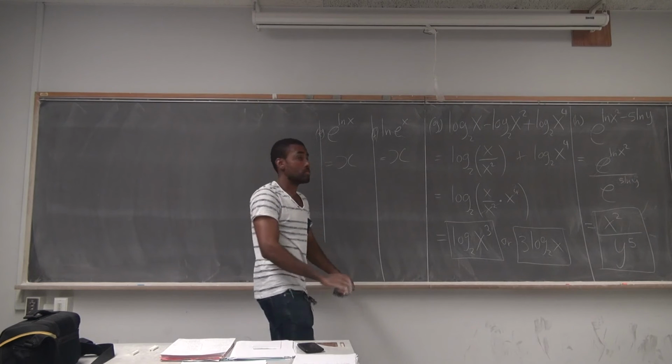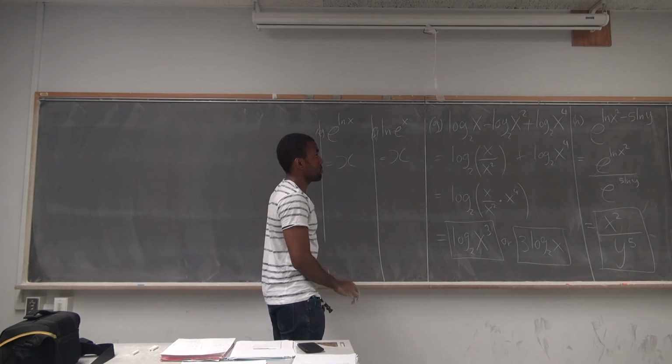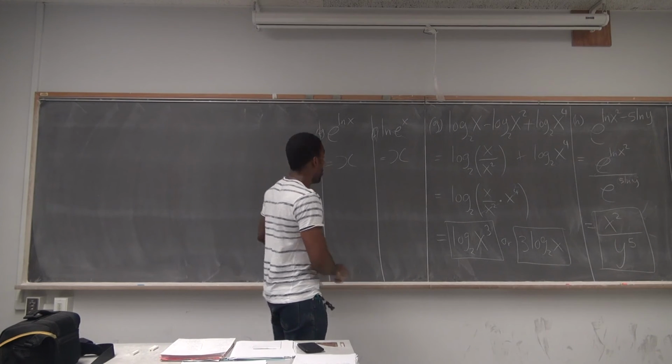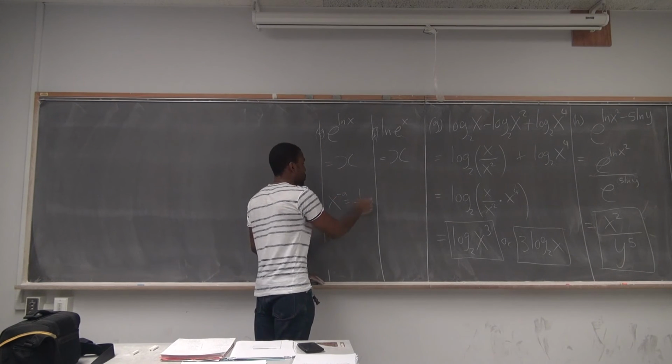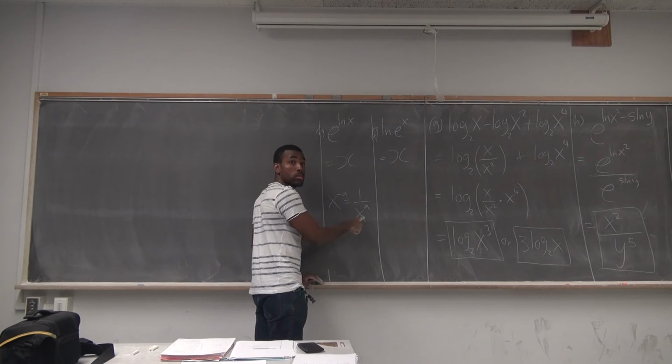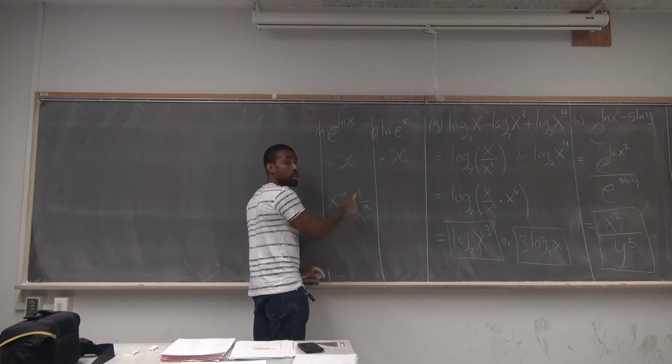What happened to the negative? Oh, because of the rule that says if I have a negative in the power, it's just 1 over the thing to the positive power. Like I get rid of the sign once I put it down.